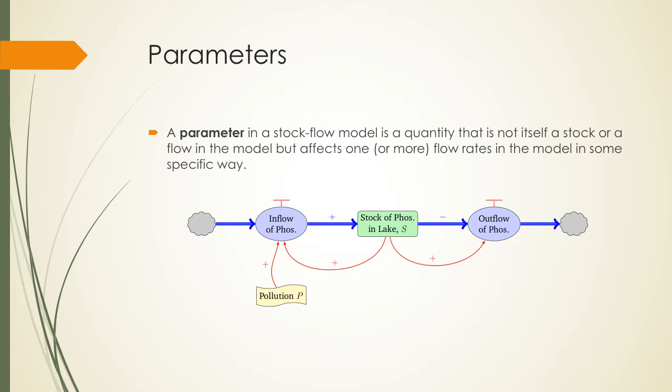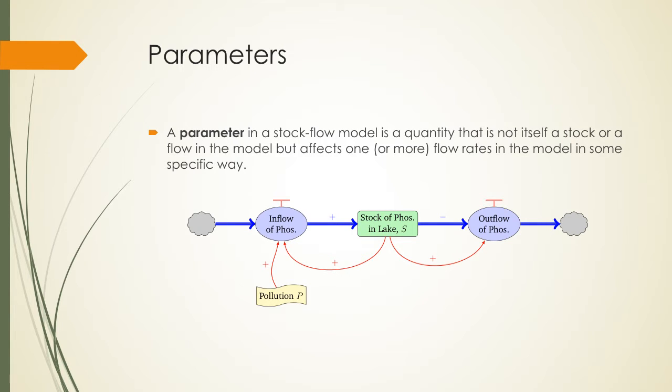Let's start with parameters. A parameter in a stock flow model is a quantity that is not itself a stock or a flow in the model, but affects one or more flow rates in the model in some specific way. We've already considered stock flow models with parameters, but haven't yet discussed that piece of the models.